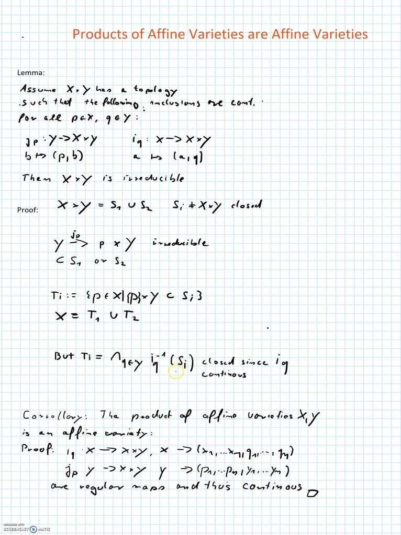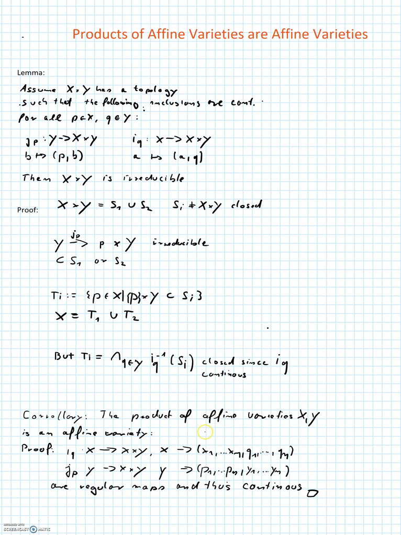And these are all closed, and so the intersection is closed, and so T_i is closed for i equal to 1 and 2. And going back to this line, we find that we have expressed the irreducible set X as a union of closed sets T1 and T2, which is of course a contradiction. So we can conclude that X cross Y is indeed irreducible.